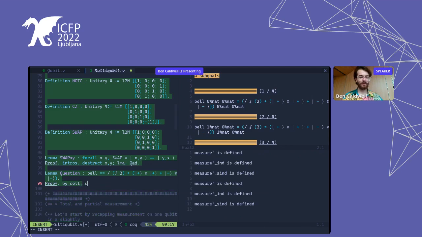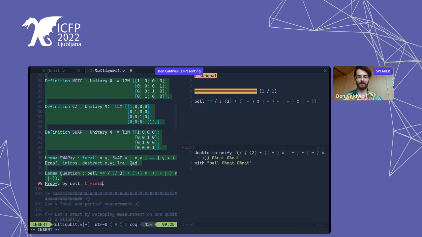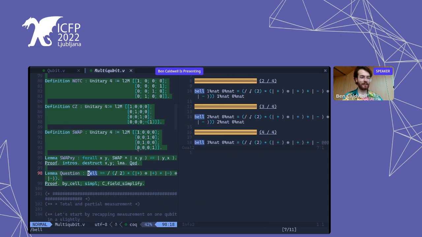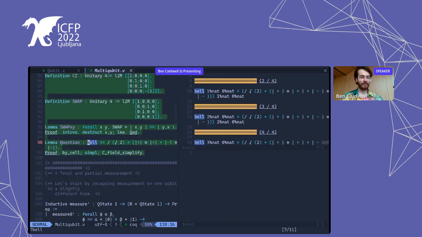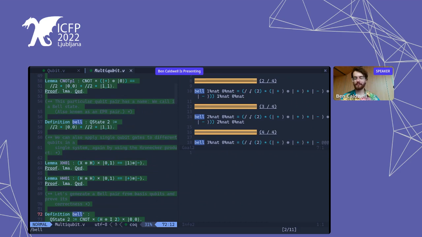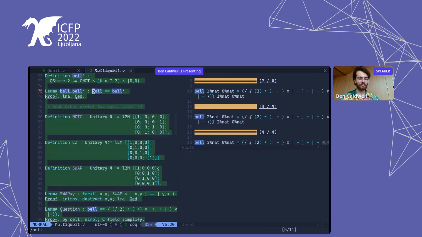Okay, so we can try just C field and see if it works. Let's do C field simplify, because then we can see where it's able. It looks like maybe not unfold the bell. Or you can just call simple after by cell. Oh, yeah. We would have to call simple to evaluate the bell. Bell is defined how I'm expecting it to be, right? Yeah, okay. Well, I would just unfold it. This does explicitly call unfold bell before simple. Okay.